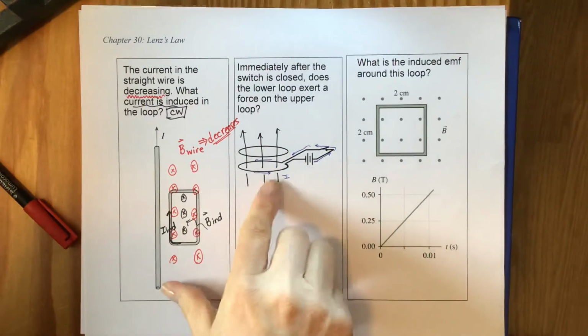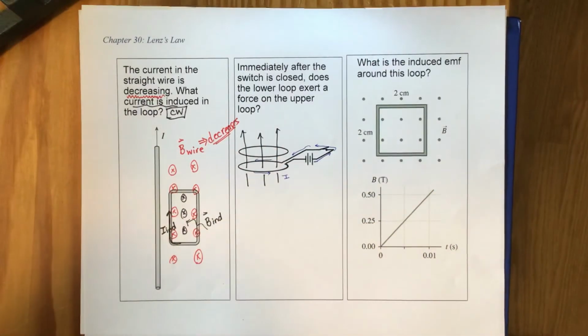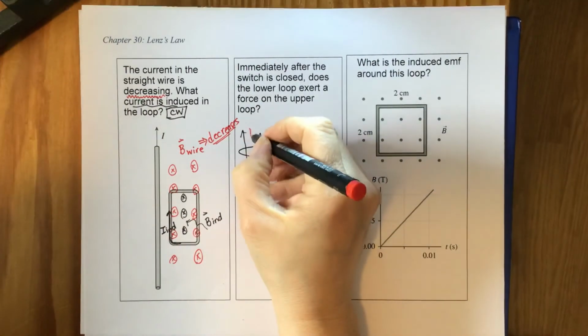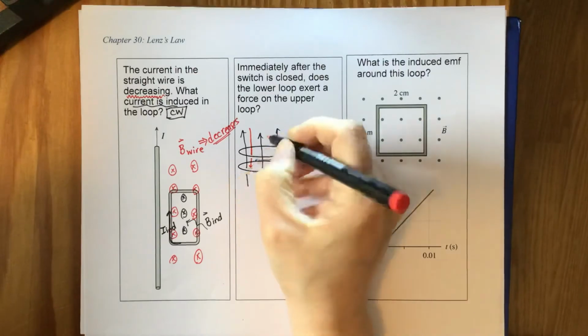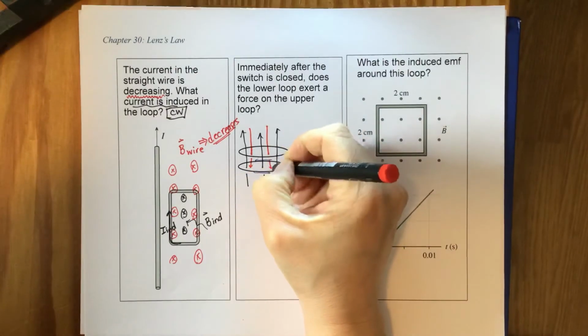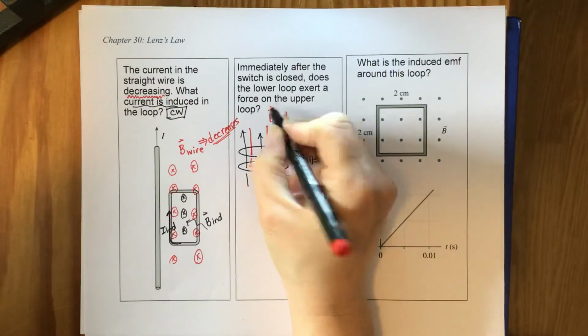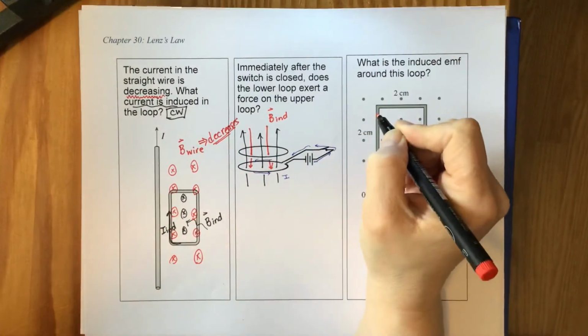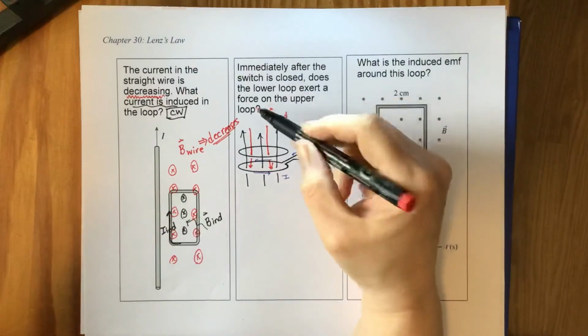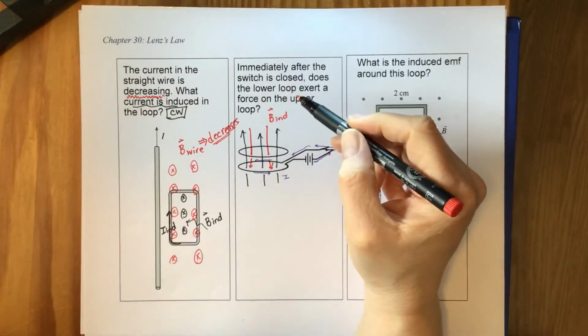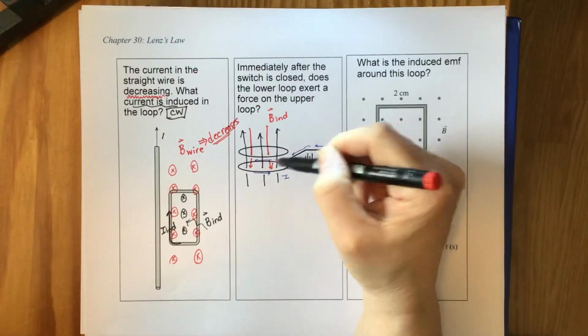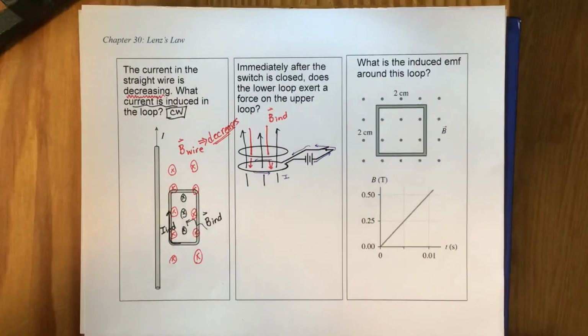So if all of a sudden a magnetic field pointing up occurs, well, there's going to be an induced field that points down. So there's our B induced. And you might wonder why we're trying to figure this out, because ultimately we know that there is a force between two current carrying wires. So we're trying to sort out what's going to be the current in this wire.